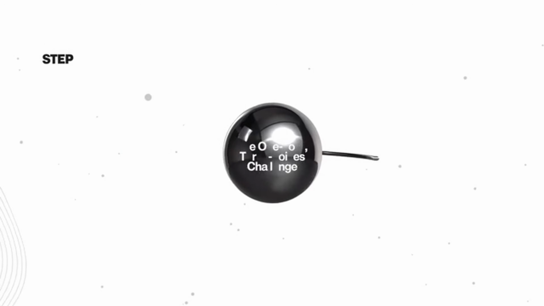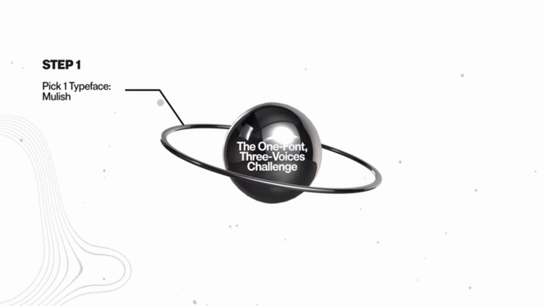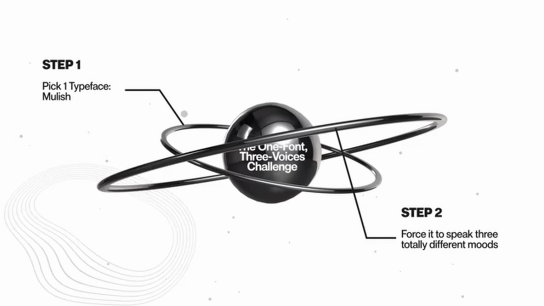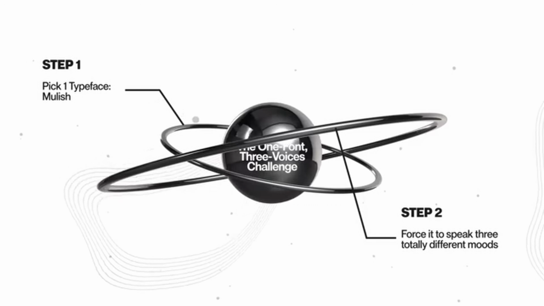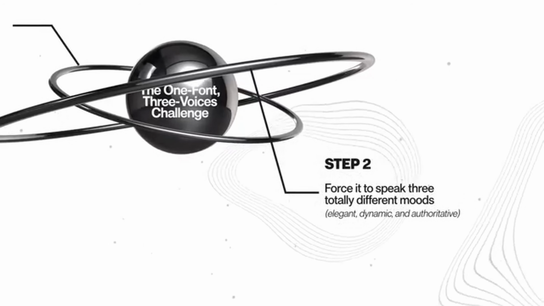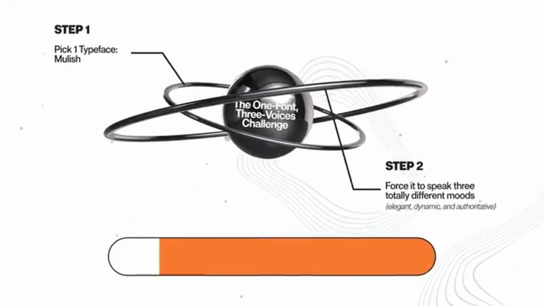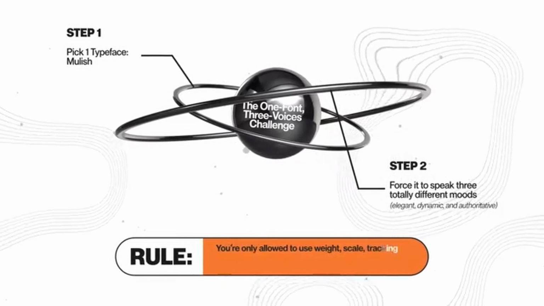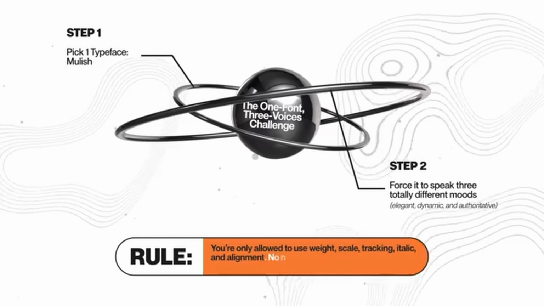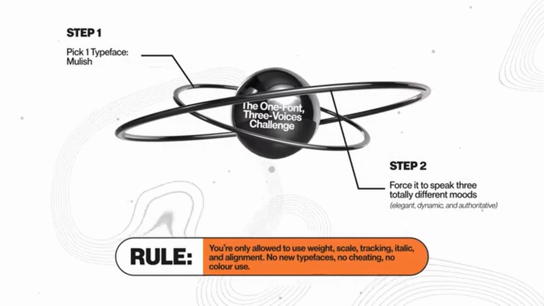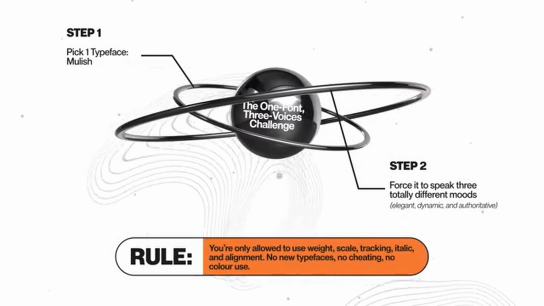You take one typeface, in this case that's Mulish, and then you force it to speak 3 totally different moods. It could be literally anything, but I want to try out elegant, dynamic, and authoritative. The rule is simple. You're only allowed to use weight, scale, tracking, italic, and alignment. No new typefaces, no cheating, and no color use. Let's start with the elegant style.